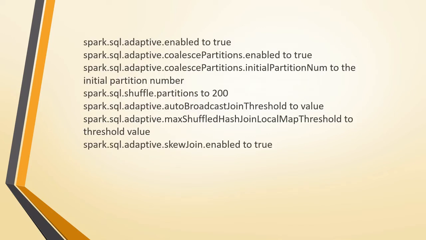So for that we need to make sure that we set this auto broadcast threshold to that value, and also the max shuffled hash join local map threshold. These two thresholds we need to check in such cases for better performance.